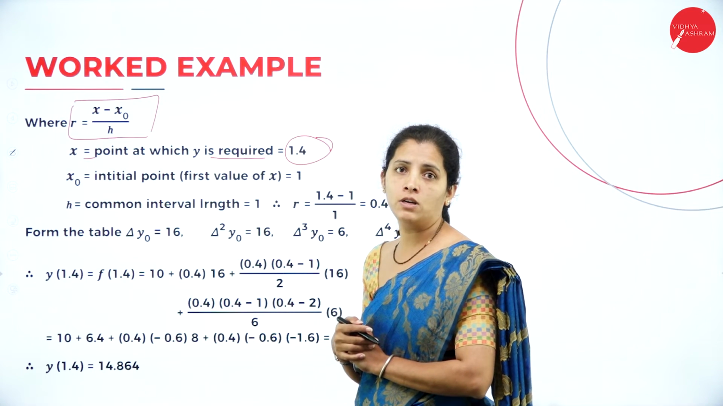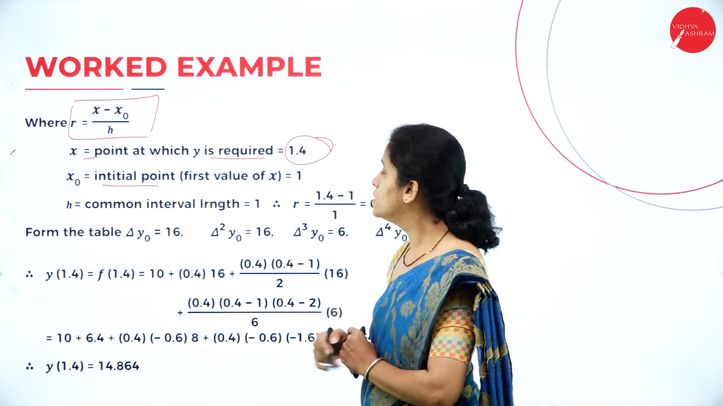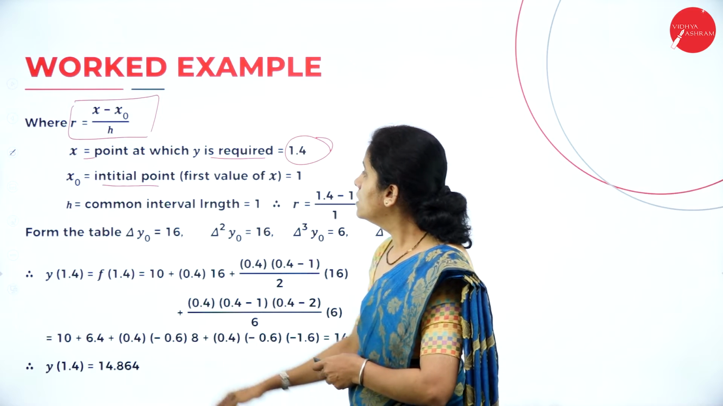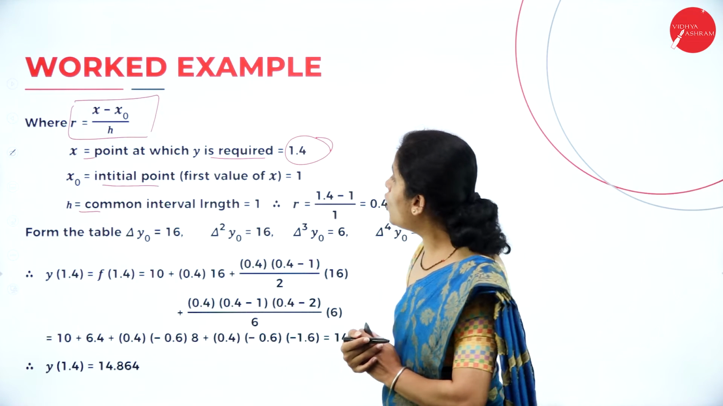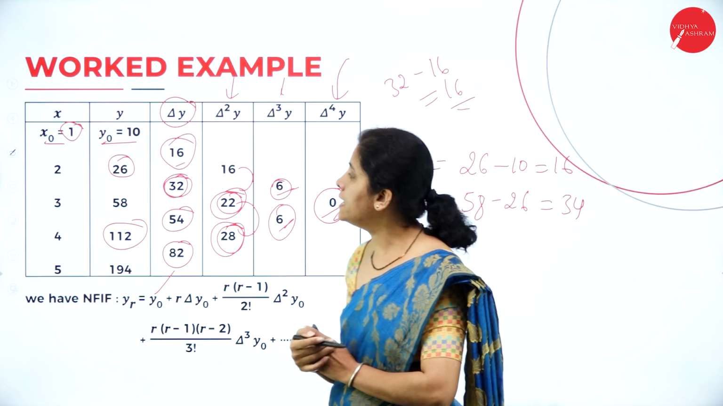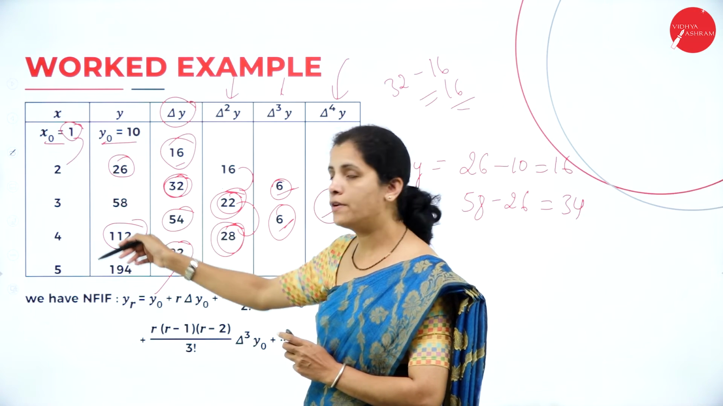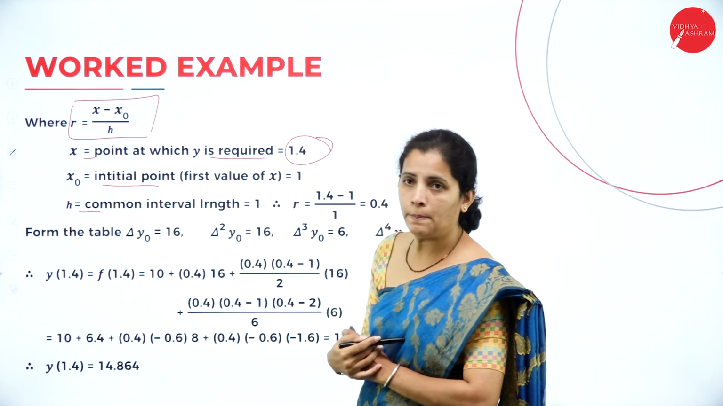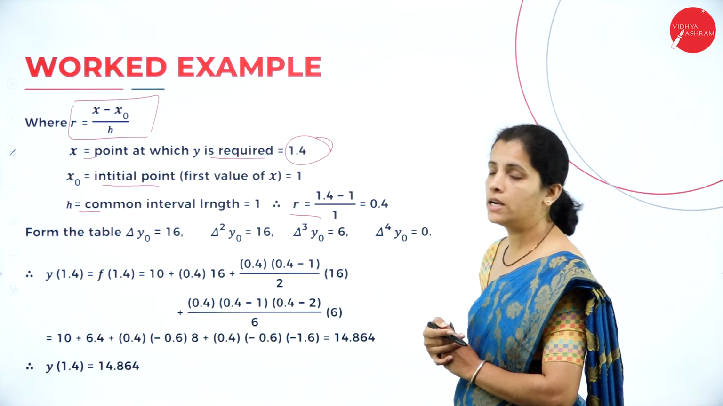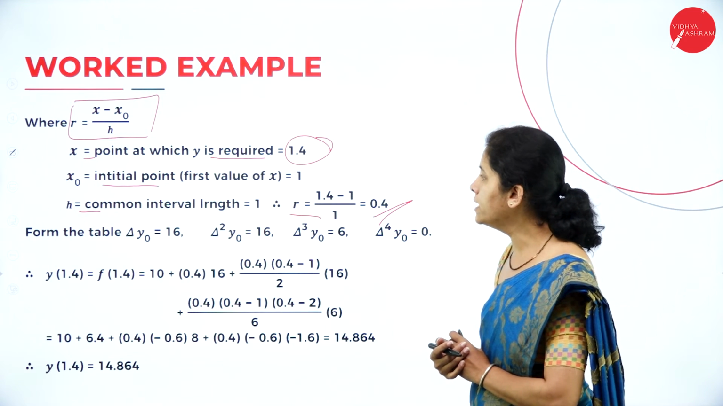Then what about x naught? That's nothing but the starting point, the initial point. So what is the initial point? If I consider this table, it is 1. Now h is nothing but the common interval length. So what is the common interval length? Here the gap between two numbers, 1, 2, 3, 4, 5, it is 1. Then r equal to 1.4 minus 1 divided by 1. So it is 0.4.